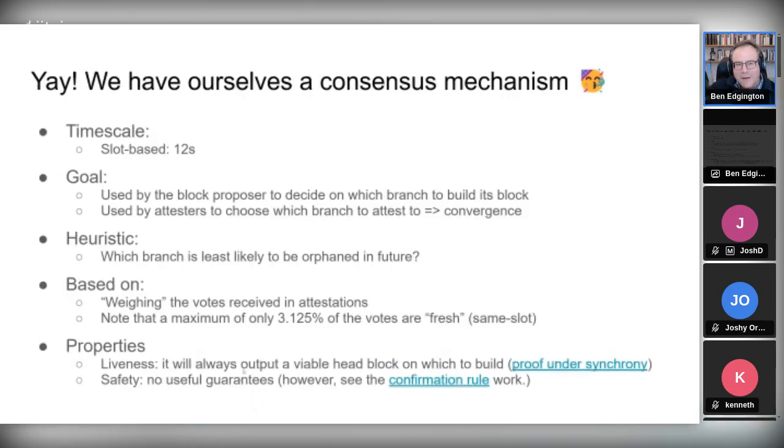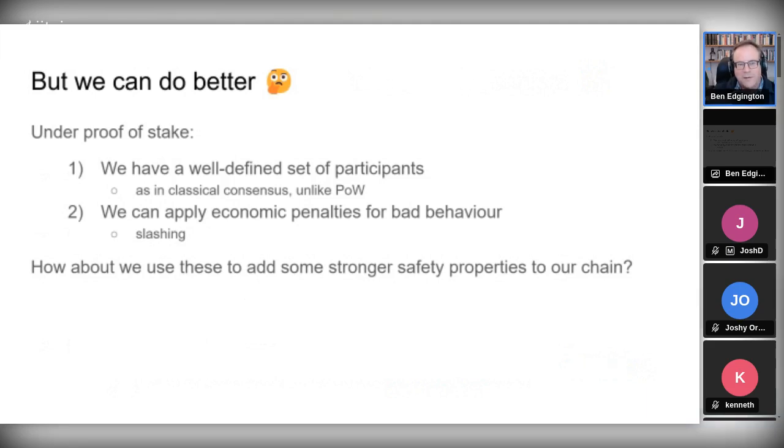So yay, we have a consensus mechanism. This is the summary I showed you before. LMD GHOST, a perfectly good consensus mechanism. And if we were just using that, Ethereum would probably run fine. We could just crank out blocks via LMD GHOST and be happy with the world. But the idea is we can do better because we have two features under proof of stake. We have a well-defined set of participants. We know who the stakers are effectively. They have an on-chain identity. It's a closed set, unlike in proof of work where anybody can be mining on the chain.